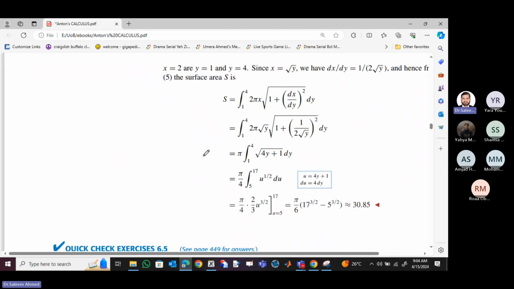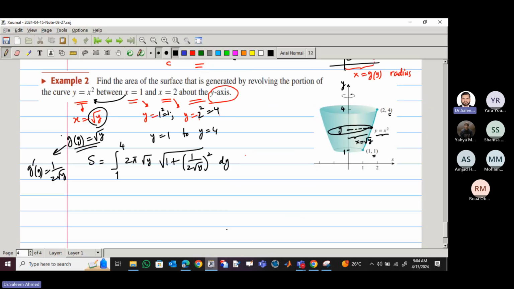So see here, 2 pi square root of y and 1 plus 1 over 2 square root of y, whole square. So instead of getting f(x), we got g and g prime. And y goes from 1 to 4. So now 2 pi is constant. Integral from 1 to 4 of square root of y. Let's simplify this: 1 plus 1 over 4y dy.